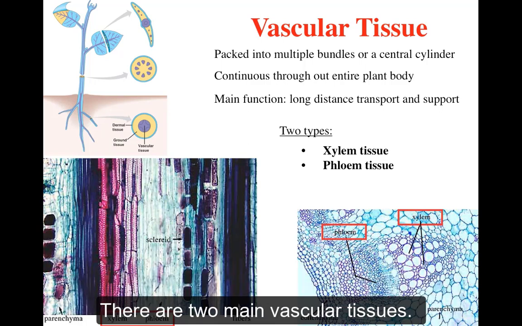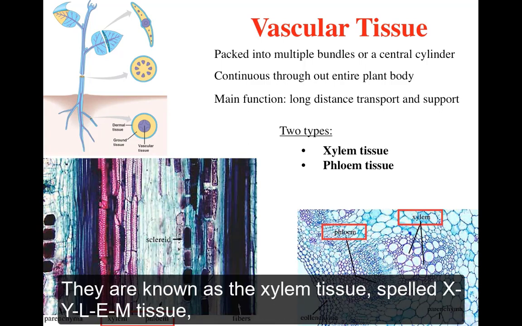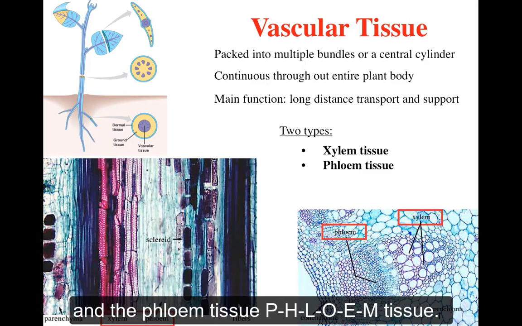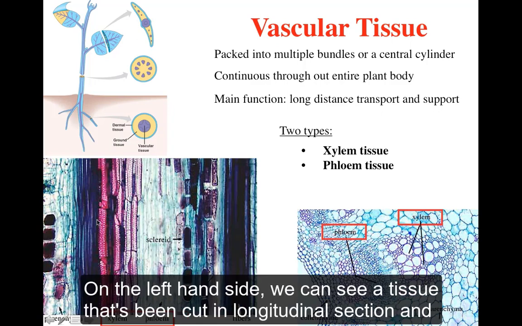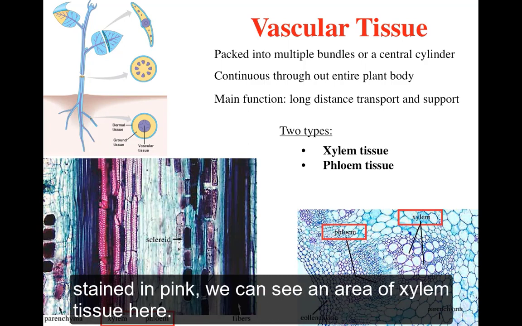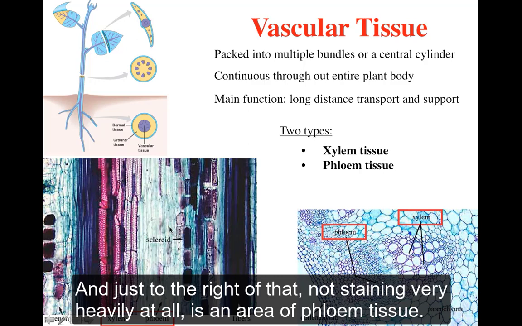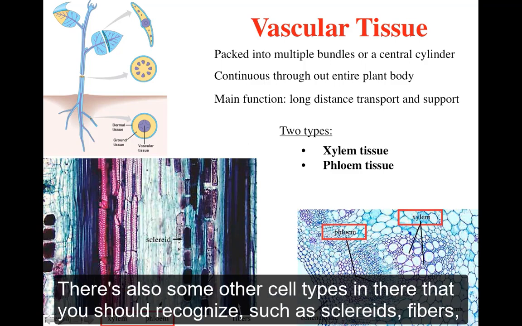There are two main vascular tissues. They are known as the xylem tissue, spelled X-Y-L-E-M tissue, and the phloem tissue, P-H-L-O-E-M tissue. On the left-hand side, we can see a tissue that's been cut in longitudinal section, and staining pink, we can see an area of xylem tissue here. And then just to the right of that, not staining very heavily at all, is an area of phloem tissue. There's also some other cell types in there that you should recognize, such as sclereids, fibers, and generalized parenchyma.